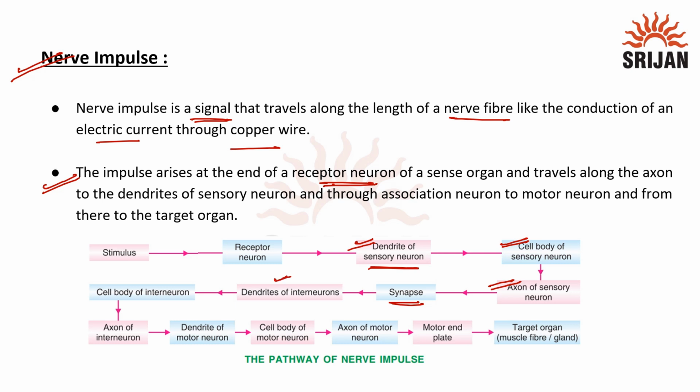The next neuron that we have is the interneuron, and again this interneuron also has a dendrite, cell body, and axon. This interneuron finishes over here, and then again there is a synapse from where the impulse goes to the next neuron. The next neuron is the motor neuron. Again the same thing: dendrite, cell body, and axon. After that the motor end plate is there because it is a neuromuscular junction, and then the target organ.